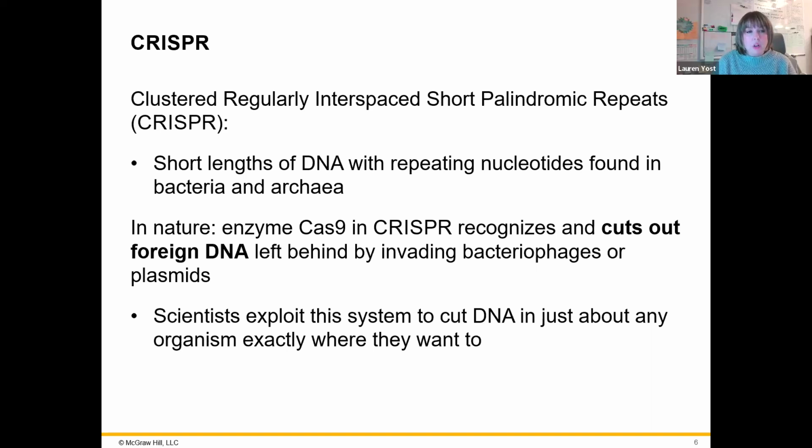Okay, so CRISPR stands for Clustered Regularly Interspaced Short Palindromic Repeats. Basically, these are short lengths of DNA that are recognized by bacteria and archaea as being foreign. They can program themselves to see this sequence of DNA as foreign, and that triggers them to cut it out. It's essentially a way for bacteria to protect their own genome naturally from invading genetics, such as from phages and foreign plasmids that might have DNA sequences they don't want in their cells. So that's what CRISPR naturally exists for.